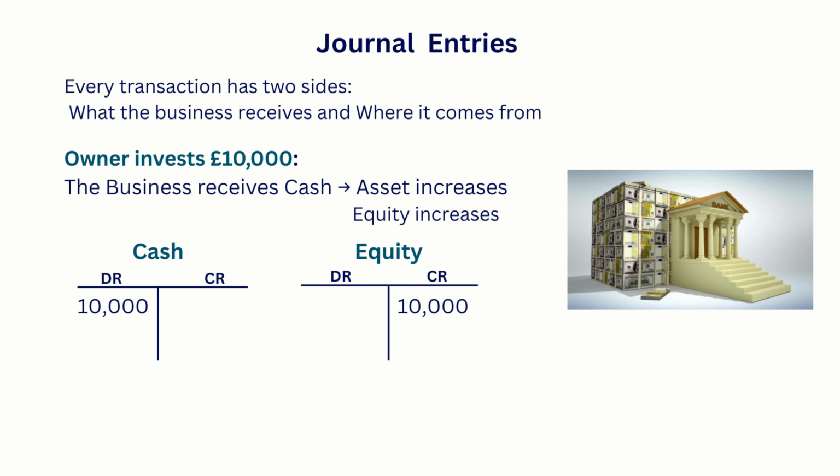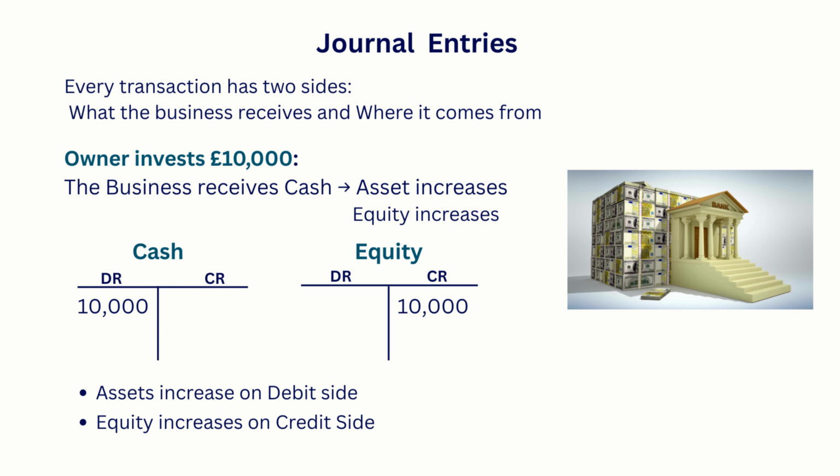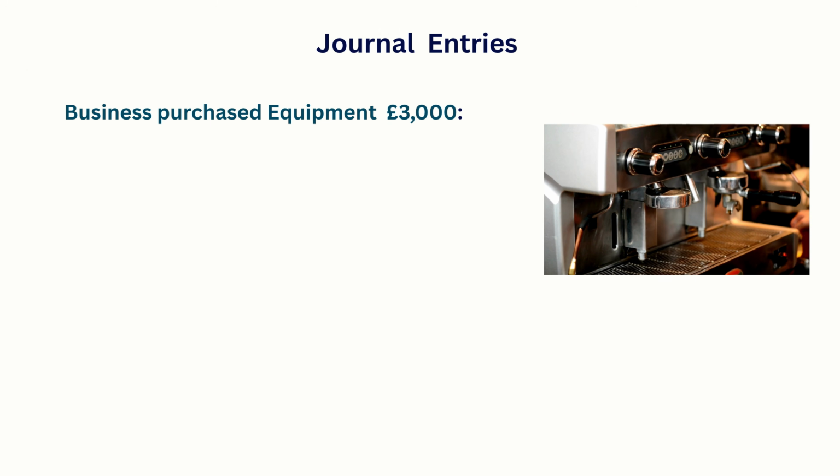Because equity increased, we record 10,000 on the right side. And here's the only rule you need to remember for now. Assets increase on the debit side. Equity increases on the credit side. Every single transaction follows this same logic. Let's move to the next transaction.